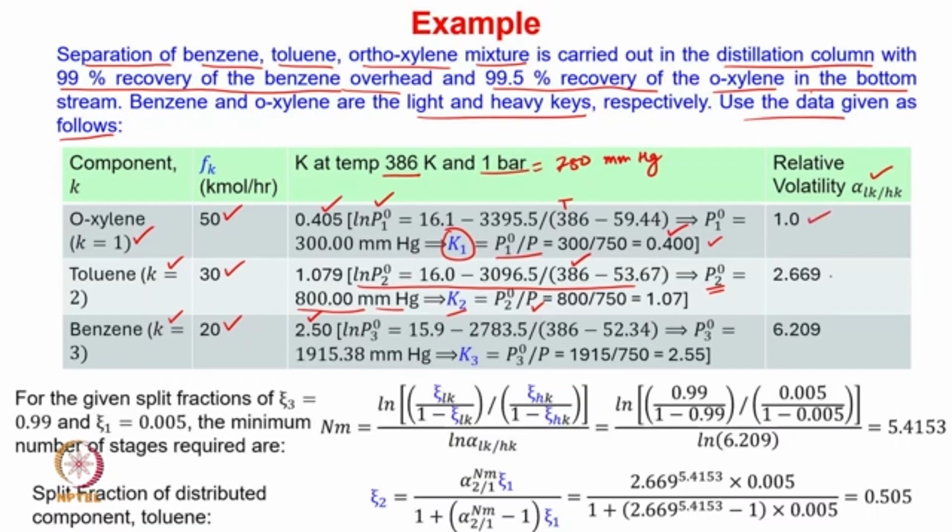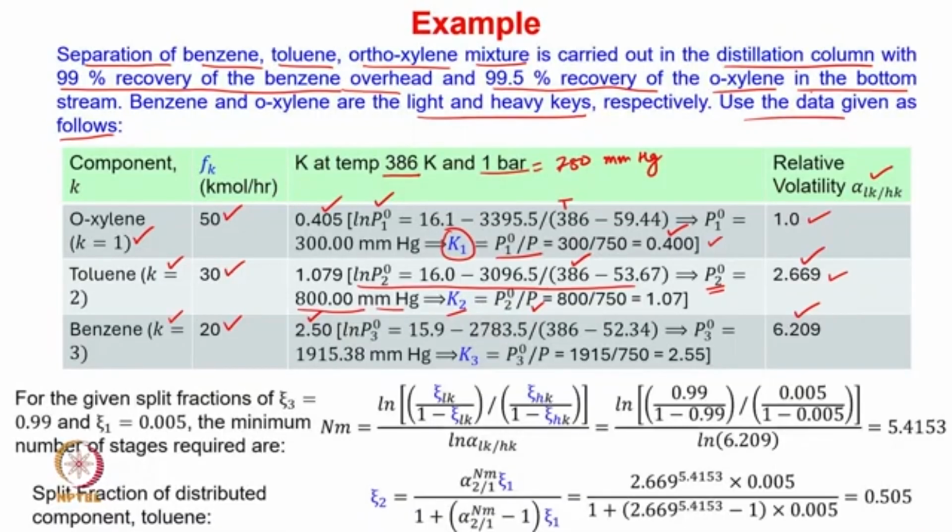Similarly, the relative volatility here will be K2 divided by K1. So K2 divided by K1, 800 divided by 300, comes around 2.669. Similarly, the relative volatility for benzene can be obtained as K3 divided by K1. So K3 is around 1915.38 divided by 300, that comes around 6.209. So all these values in the table we can calculate by using the Antoine equation.